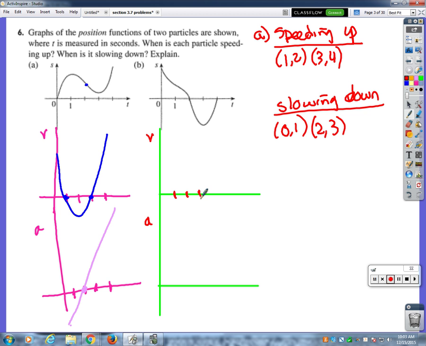Well, this little section right here is quadratic, so we're going to expect that the derivative below this is going to look linear.